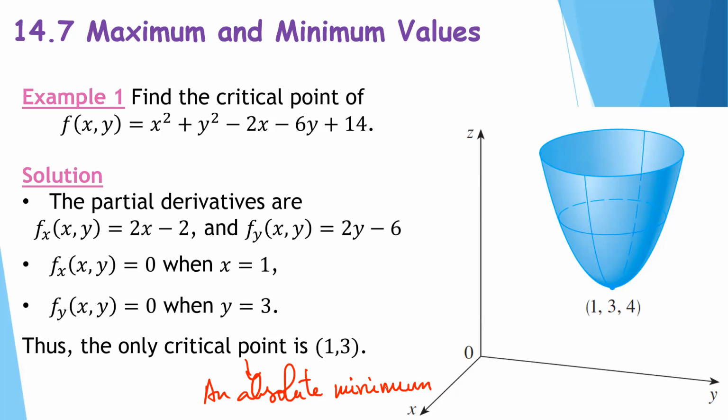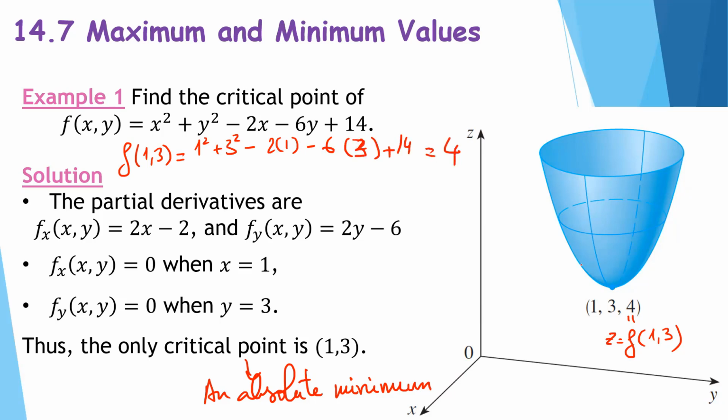We'll see how to prove that analytically, okay? So here, of course, what is 4? It's not 1 plus 3. What is 4? The value when you put the (1, 3) values in the equation. Z, the image of (1, 3). It's f of (1, 3), okay? So if you calculate f of (1, 3), you will have 1 squared plus 3 squared minus 2 times 1 minus 6 times 3 plus 14, and this is Z, the image, okay?